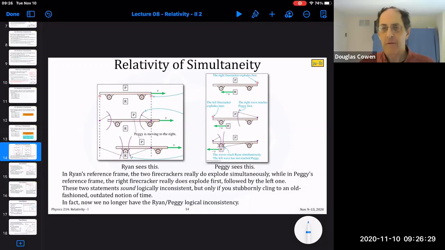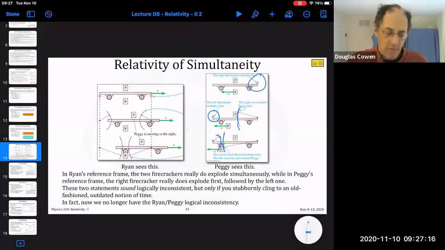However, what Peggy sees, in order to be consistent with this, is that the right firecracker blows up first. Then the light from that right firecracker passes over her and the light detector box, and then eventually reaches Ryan. And sometime after the first firecracker blows up, the second firecracker blows up and emits its light pulse, which hits Ryan at the same time as the light pulse from the right-hand firecracker. But sometime later, it will reach Peggy and the light box that's at her feet.